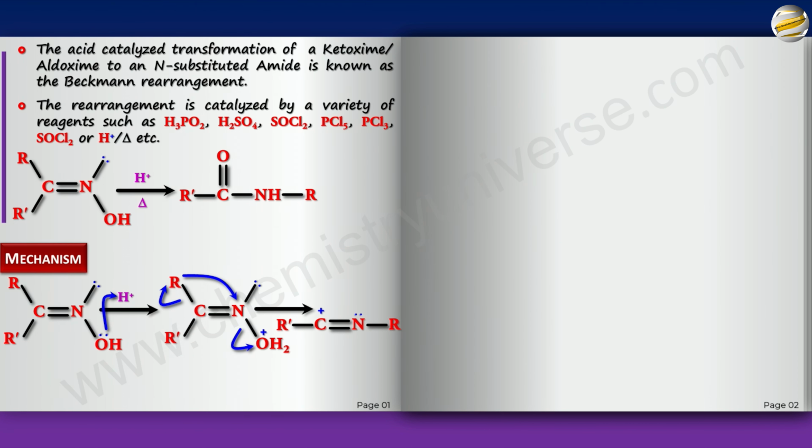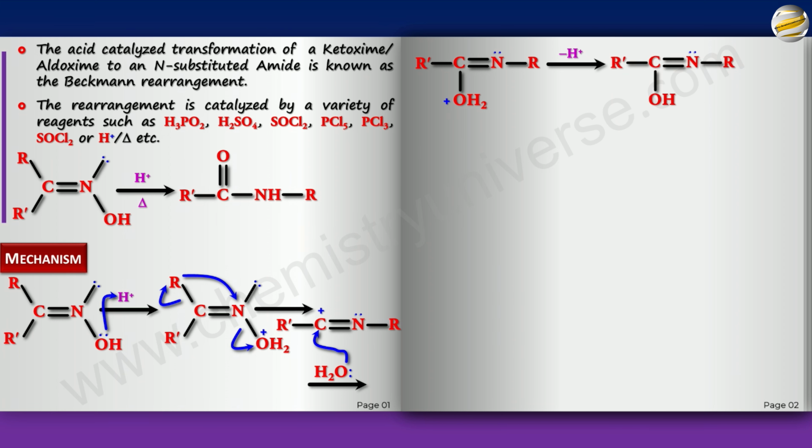power to migrate. Now, the solution has water, solvent, O attacks the carbon. You'll get this. Then it will lose the H plus to the solvent. Remember, H plus it took in the beginning, and H plus will be given back because it's acid catalyzed. You'll get this. Now you have intramolecular proton transfer, or you can say tautomerism. The H comes to N and you will get this.